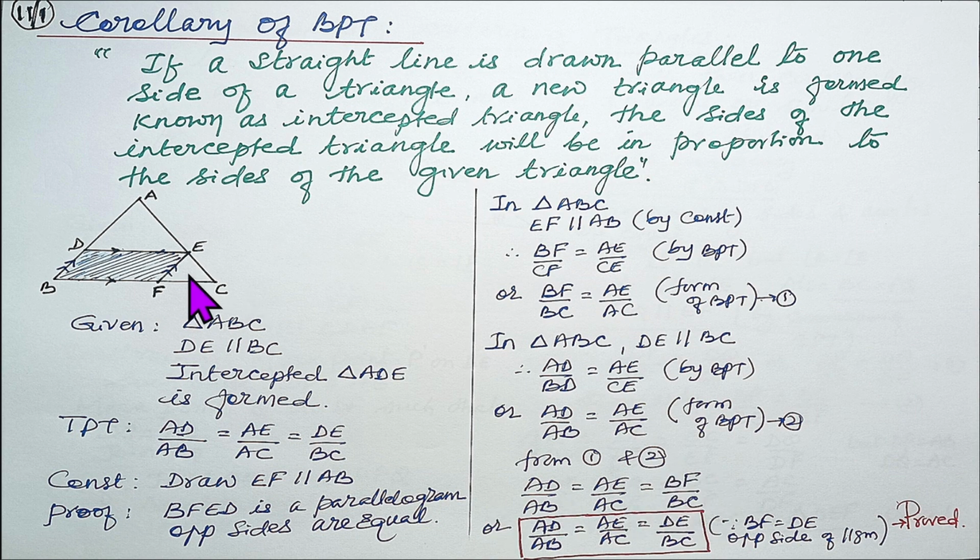But we know that BF and DE are equal because they are opposite sides of parallelogram. So replacing BF by DE, we get AD upon AB is equal to AE upon AC is equal to DE upon BC, and that is what is the required proof. So that is how we explain the proof of this particular corollary of BPT.